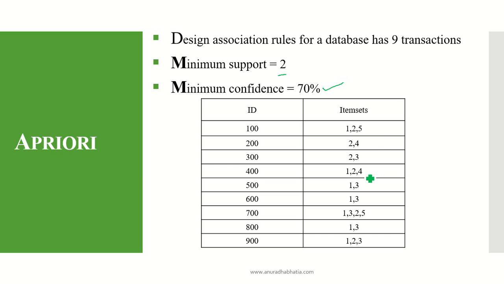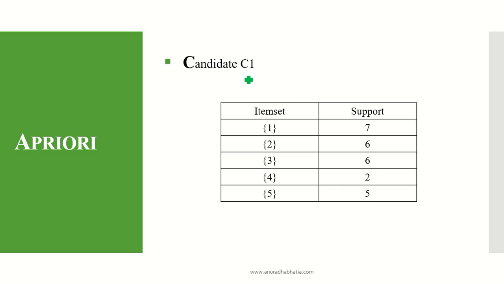So these are the item sets. You will see the item sets are 1, 2, 5, 3 and 4. So a total of 5 item sets I have, and I need to find out the support for these item sets. So first, candidate C1: 1, 2, 3, 4 and 5, and the support value is calculated. Item 1 has a support value 7, so it appears 7 times in this transaction table. Item set 2 is 6, 3 is 6, 4 is 2 and 5 is 5.